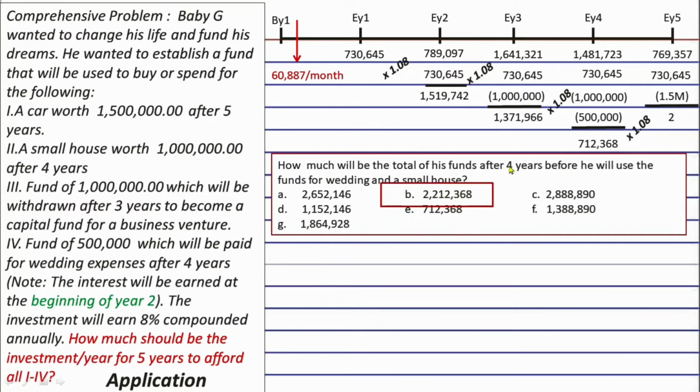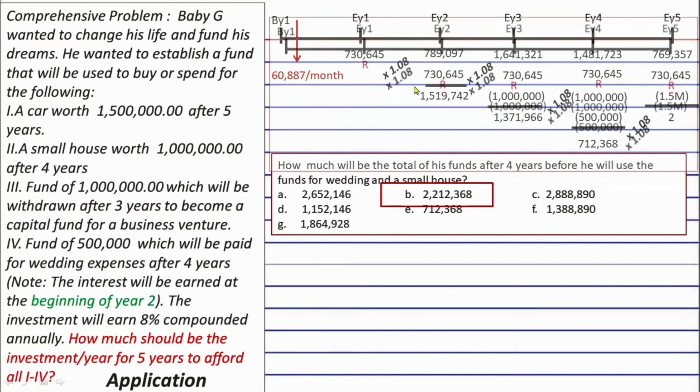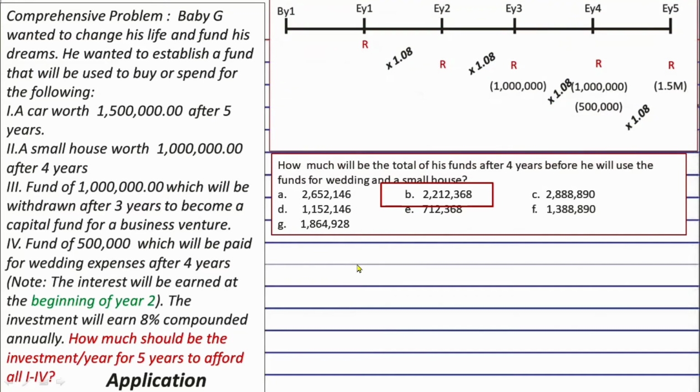Or you can add back. So from this 700,000 plus this 500,000, and plus this 1 million, then you are still going to get 2,212,368. Okay? But the same question as before. How do we solve this without completing the timeline? Okay? Let's see. Again, we just need the payments times the future value factor. But now, let's have the n of 4.